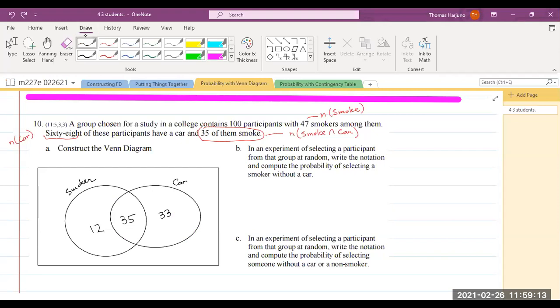Okay, but we are not done yet. Don't forget that we also need to consider the ones outside of this: those people who don't smoke and don't have a car. So how many people are there supposed to be? The total should be 100. 80 plus what equals 100? So that's how we get that 20.